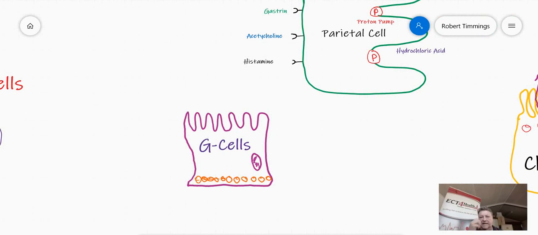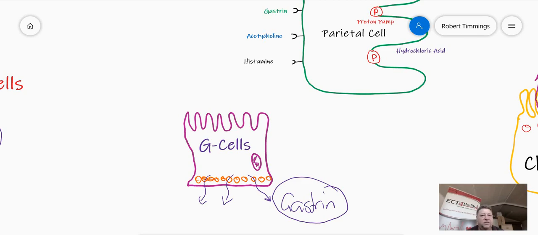The G cells are a group of cells that line the stomach lining, and instead of secreting substances into the gastric lumen to mix with the food and the other gastric juices, what the G cells do is they secrete a chemical, a protein, directly into the blood. And that product is called gastrin. They secrete that directly into the blood, so in many respects they are regarded as endocrine cells.